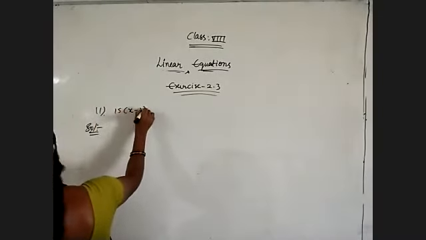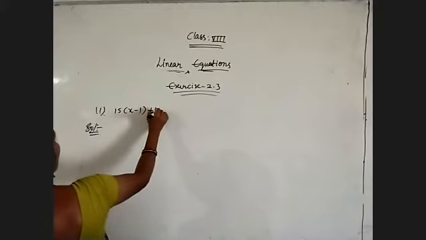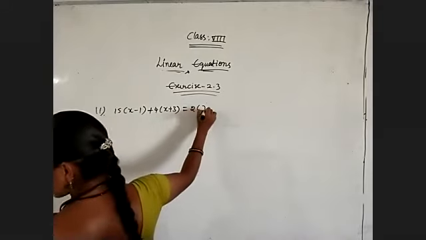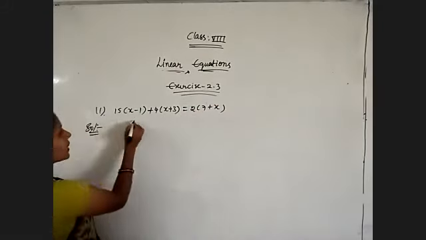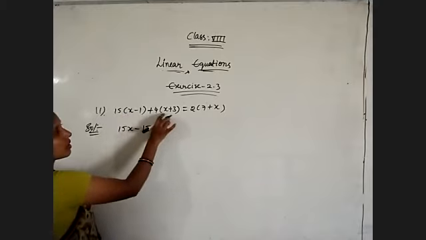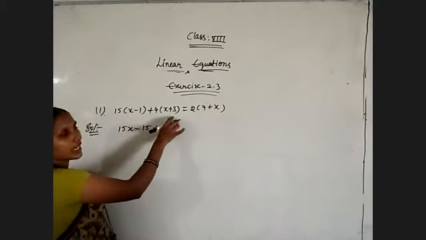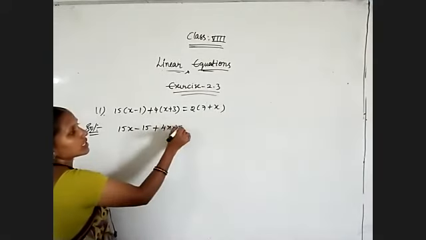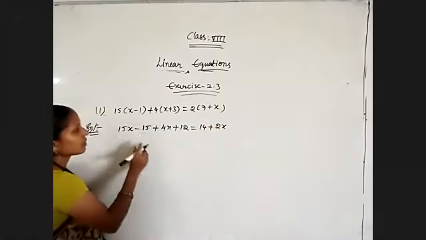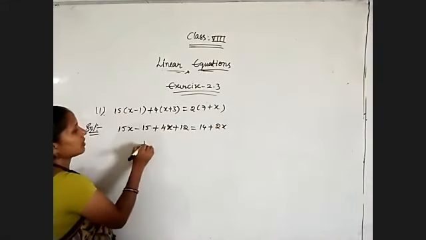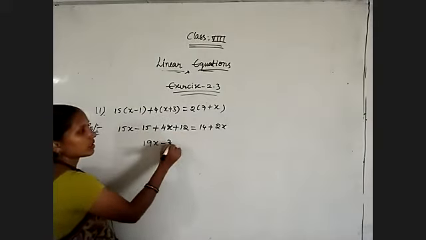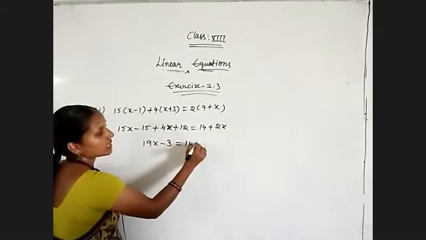15 into x minus 1 plus 4 into x plus 3 is equal to 2 into 7 plus x. So 15 into x, 15x minus 15 into 1, 15, plus 4 into x, 4x, because plus I am writing same sign, plus 4 3s are 12, 2 7s are 14, 2 into x is 2x. 15x plus 4x, 19x minus 15 minus 12 is 3, minus 3 is equal to 14 plus 2x.